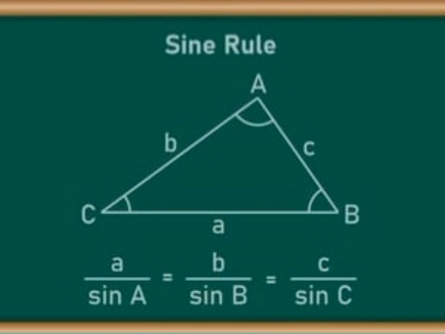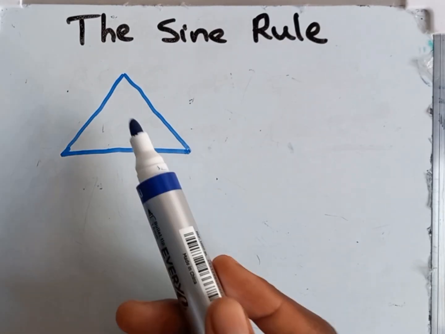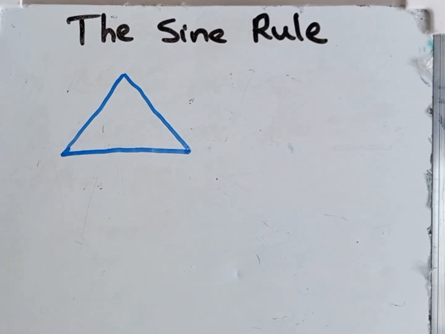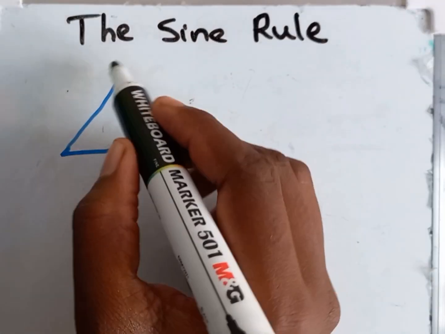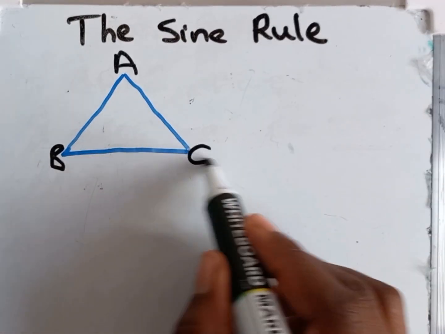next video. Alright, so for the sine rule, given our triangle with the three sides and angles, right? So it's a non-right angle triangle. So on this non-right angle triangle, I'm going to give some letters to the angles and the sides of this triangle. For instance, let's call this A, this B, and this C.